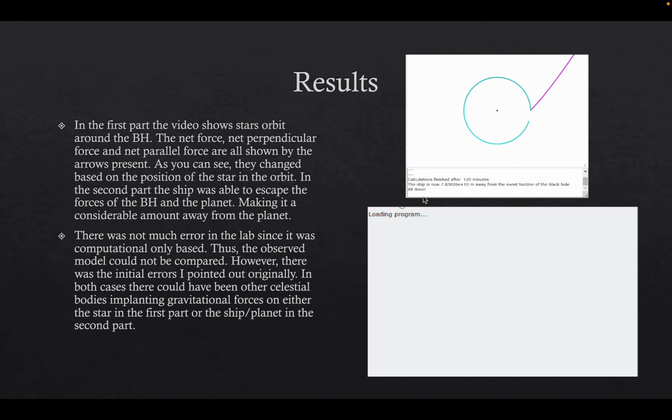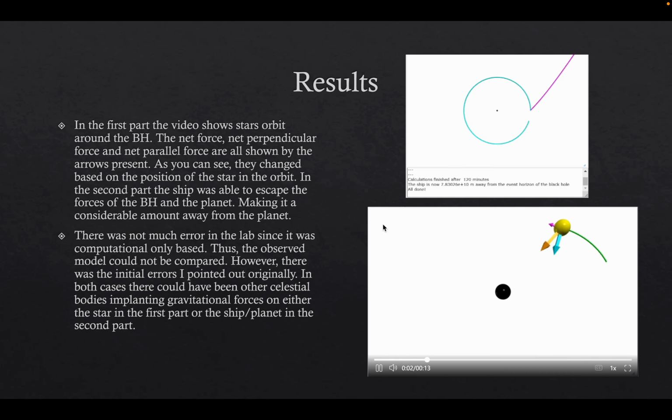So in the first part, this video shows the star's orbit, and we can see all the arrows of the F net parallel, F net in general, and then F net perpendicular. And we can see them change in magnitude, as well as the F net parallel change in direction and magnitude as the orbit continues to go on.